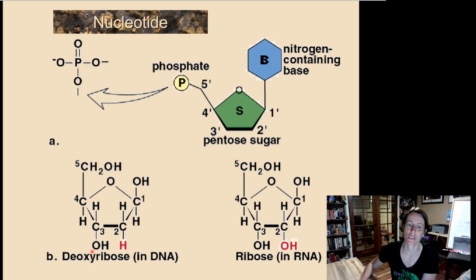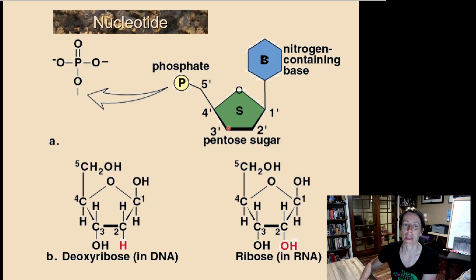Everything else in these two molecules is completely the same. It's just on carbon 2 in ribose, you have an OH, and on carbon 2 in deoxyribose you have just an H. And that's the only way to tell these two apart. So carbon 2 is pretty important. So carbon number 1 has the base. Carbon number 2, that's what you're going to look at to decide whether you're looking at ribose or deoxyribose.